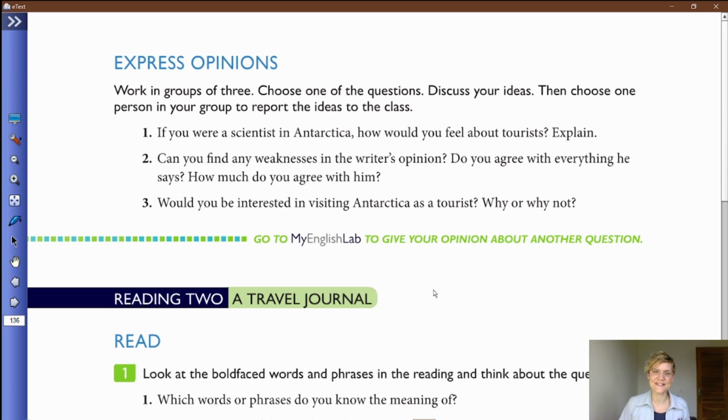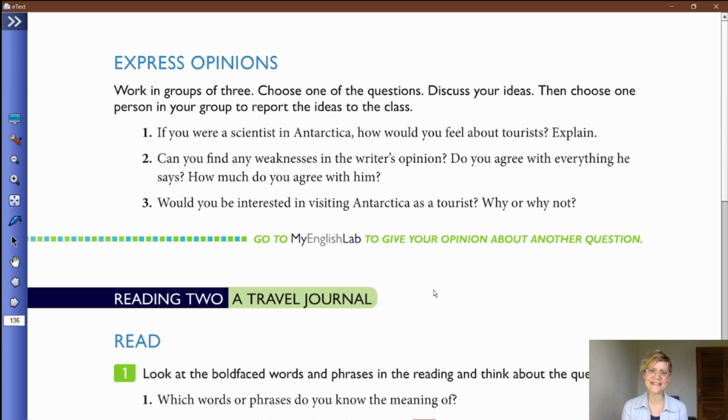Expressing opinions. Okay. Let's look at the 3 statements. 1. If you were a scientist in Antarctica, how would you feel about tourists? How do you feel about tourists in Bali? And how would you feel as a scientist in Antarctica having tourists? It's a very different thing.